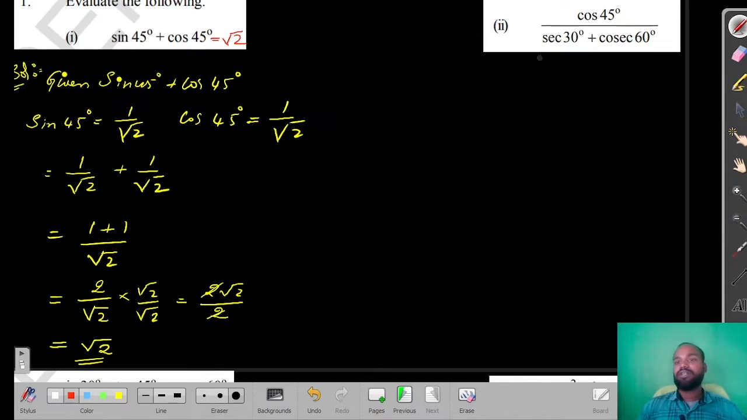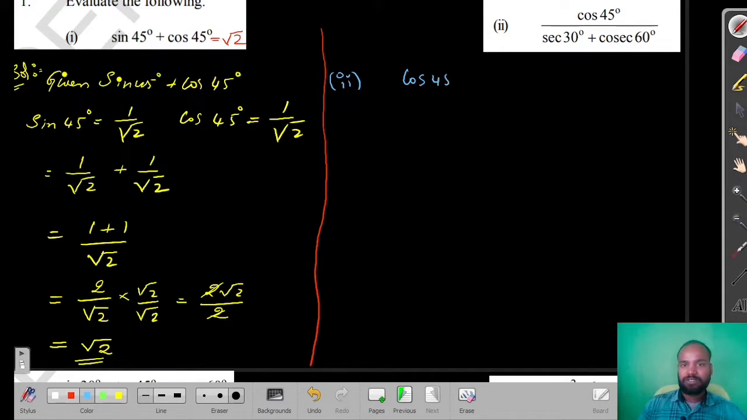Okay, next question. What is your second question given here? The second problem is cos 45 degrees by sec 30 plus cosec 60 degrees.